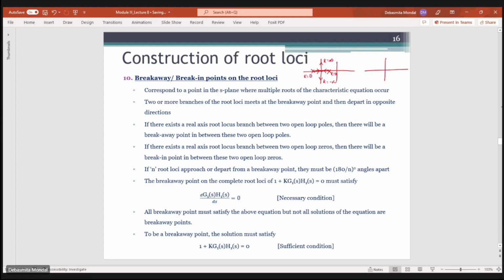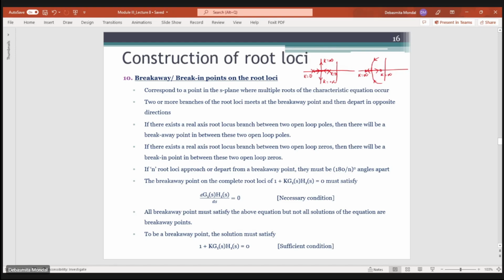Similarly, suppose you have two zeros. This is k equals infinity, and this is k equals infinity. Suppose the root locus is coming from somewhere over here and from here somewhere over here. These root locus branches are coming in, and this is the breaking point, and after breaking in, one part goes towards this finite zero and the other part goes towards this finite zero. So you will have a breaking point between two zeros.